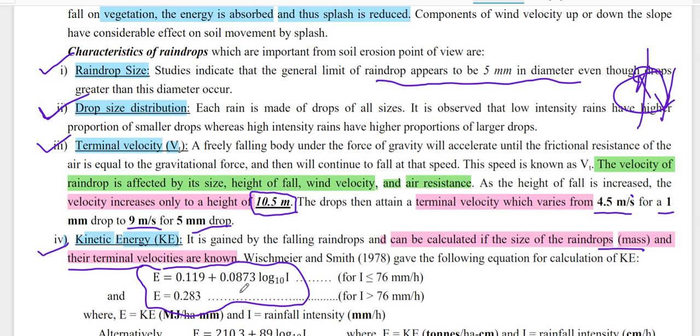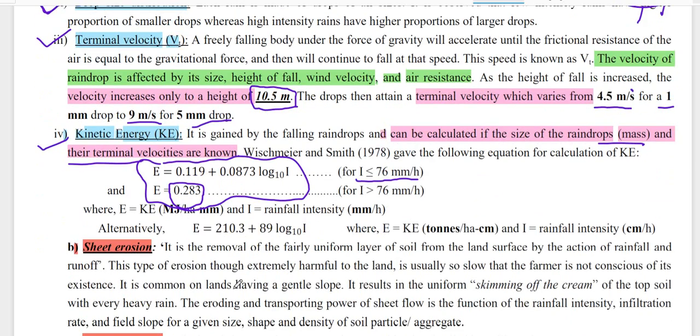0.119 plus 0.0873 log I to the base 10 for intensity equal to or less than 76 mm per hour. Here energy will be megajoule per hectare per mm and intensity will be mm per hour. If intensity is greater than 76, it comes always 0.283.